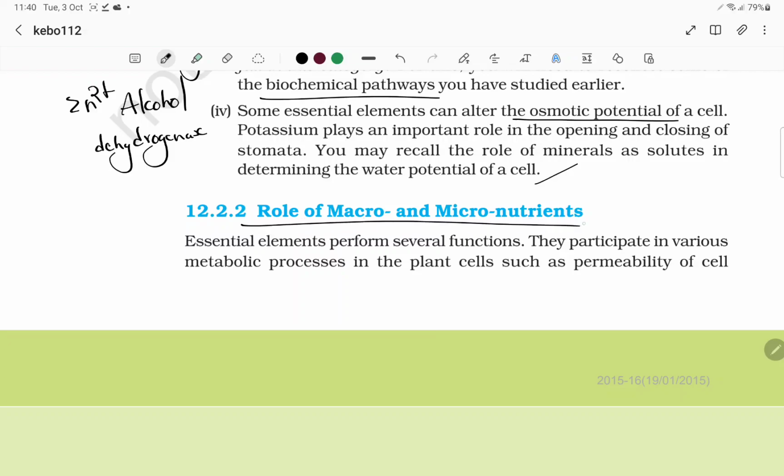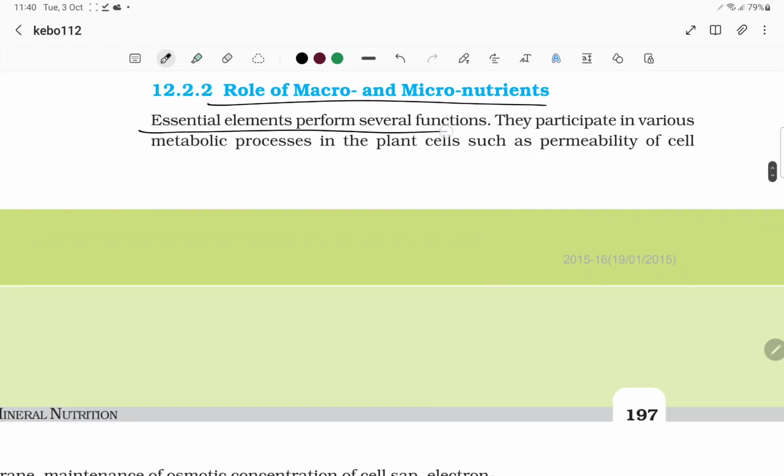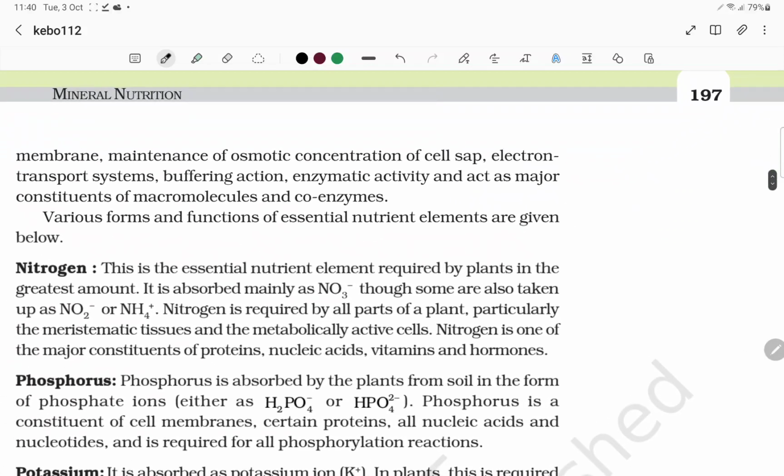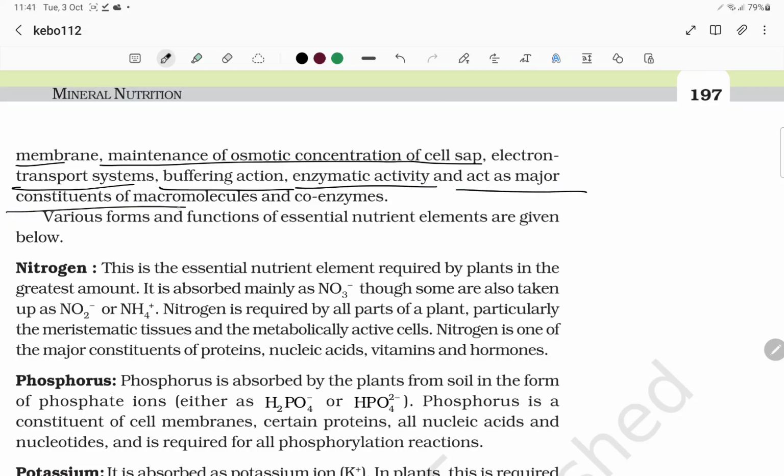So let's see about the role of macro and micronutrients. Essential elements perform several functions. They participate in various metabolic processes in the plant cell, such as permeability of the cell membrane, maintenance of osmotic concentration of the cell sap, electron transport systems, which means iron, buffering action, and enzymatic activity. They act as a major constituent of macromolecules and coenzymes. Various forms and functions of essential nutrient elements are given below.